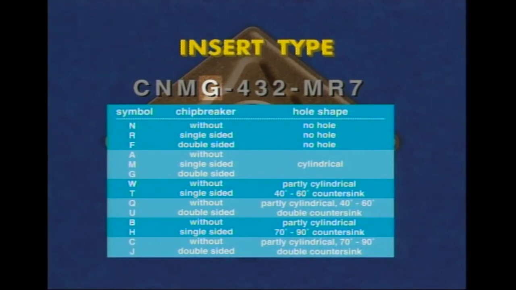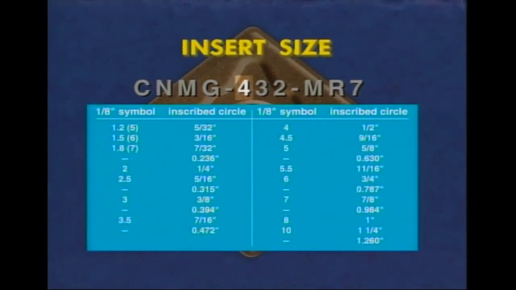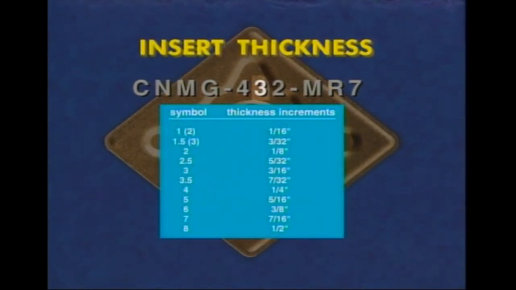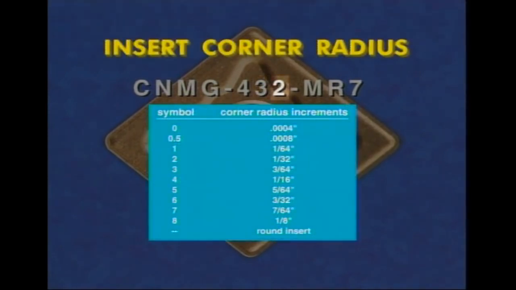The fourth character represents the type of insert with regards to its required clamping system. The fifth character designates insert size by the largest circle which can be inscribed within the perimeter of the insert, known as the inscribed circle or IC size. The sixth character represents the insert thickness. Harder materials and higher feed rates require thicker inserts to withstand the cutting forces. The seventh character represents the corner radius on turning inserts. On milling inserts, this character represents the wiper edge angle.